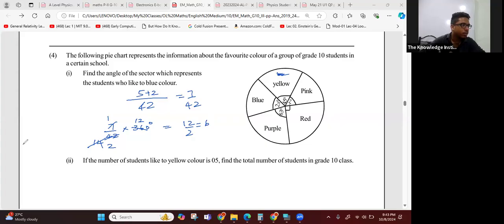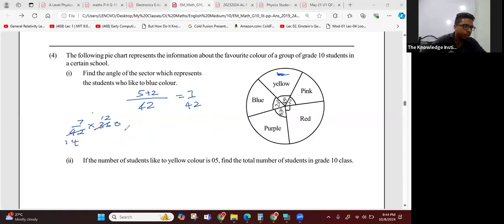Let me do this again. Here we have 7 out of 42 into 360. So here 3 into 12, 3 into 14. So we will write 7 into 120 divided by 14. So here 1, here 2. 120 divided by 2 is 60 degrees. So the angle will be 60 degrees.